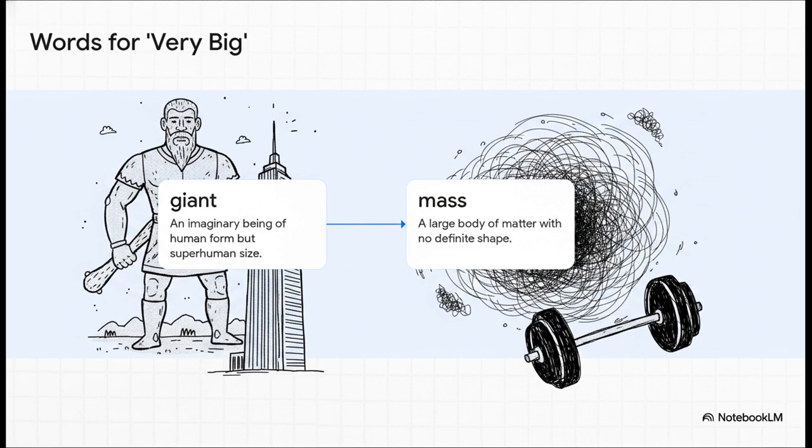Then there's the word mass. As a noun, it's a large body of something without a clear shape, like a mass of clouds. But its real power is in the adjective form, massive. A massive building, a massive effort, a massive success. It implies something is not only big, but also heavy and substantial.